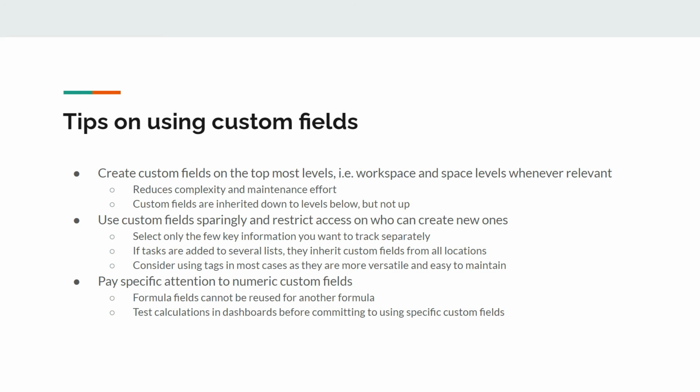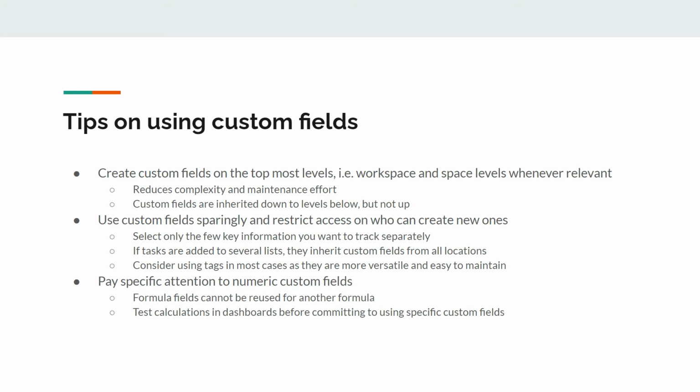One aspect worth considering also is that when a task is added to multiple lists, it inherits custom fields from all locations, and this quickly adds up. Therefore, custom fields should be for storing permanent, widely used, and very important information. In any other cases, I would recommend using tags as they are much more versatile and easier to maintain in ClickUp.